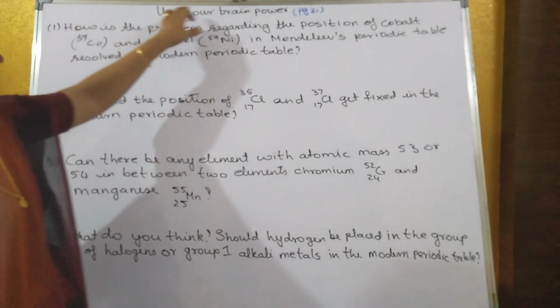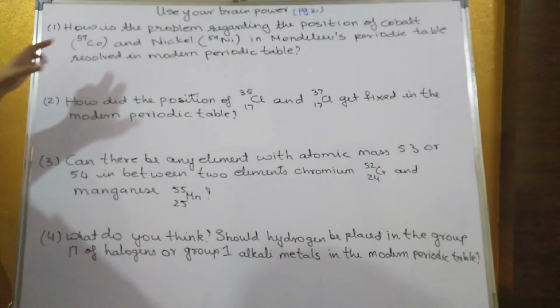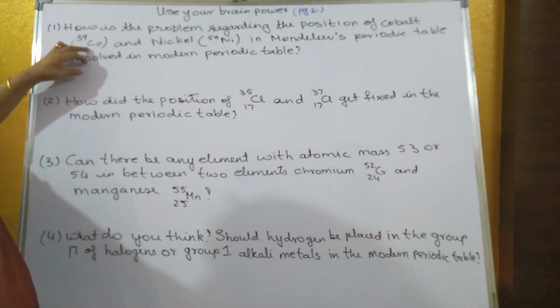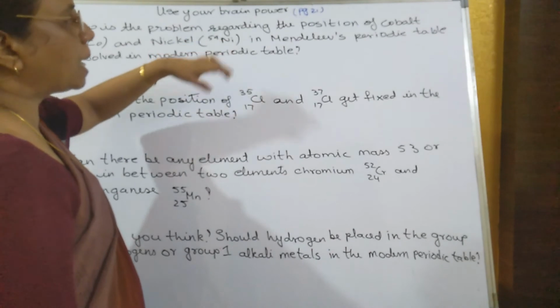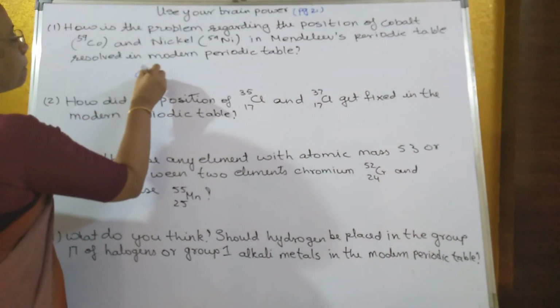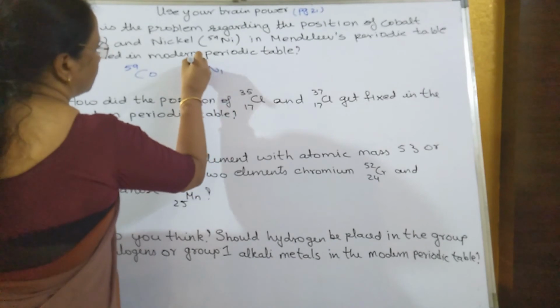Now use your brain power. In page number 21 it is given. The first question is, how is the problem regarding the position of cobalt, that is 59Co, and nickel, 59Ni, in Mendeleev's periodic table resolved in the modern periodic table? So cobalt is what? 59, and nickel is what? 59.